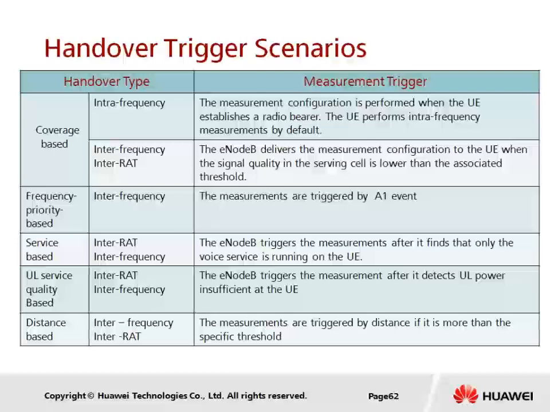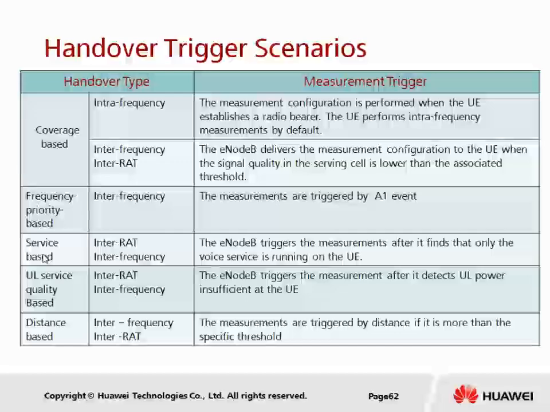The next category of handover is called frequency priority-based handover. That is only possible for inter-frequency handover, where the user is required to perform handover simply because the frequency priority has been set higher. The neighbor frequency has been set with higher priority, so the user has to send an event A1 report in order to trigger the measurement of the higher priority frequency layer.